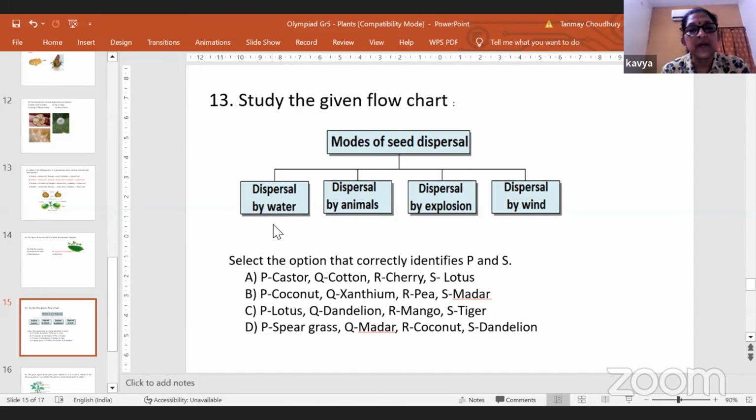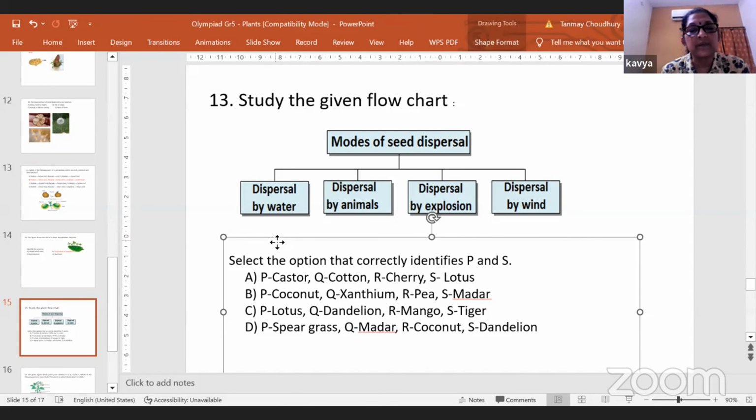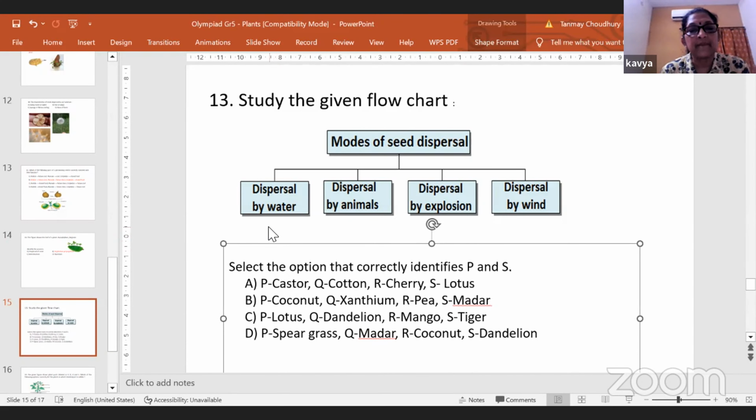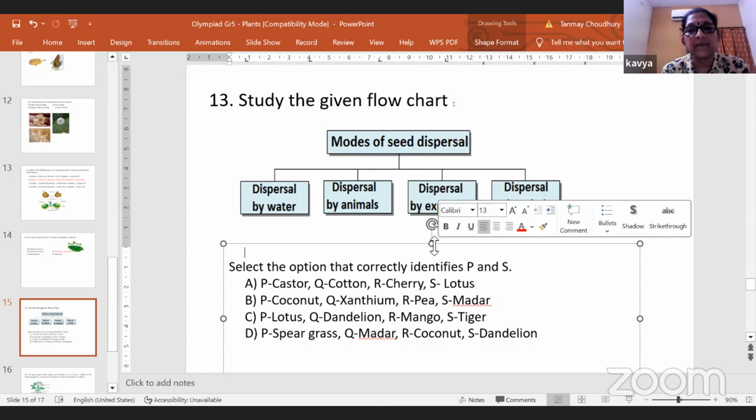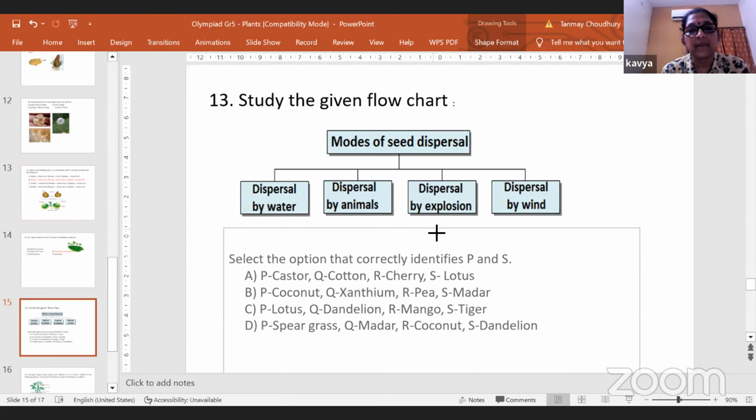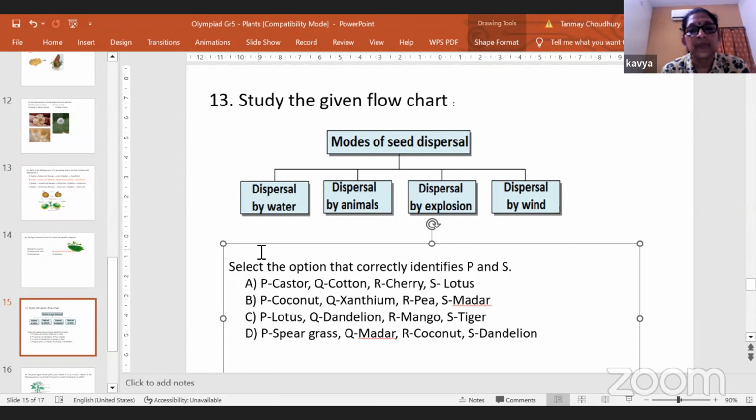This is P, dispersal. Okay, dispersal by water is P, Q, R, and S. So I think I missed out the alphabets here. So later on we'll do this.